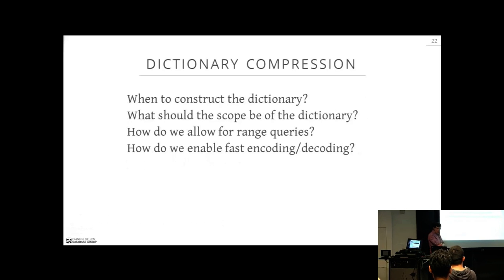So some of the questions we want to consider as we go along are: when do we construct the dictionary? When do we actually look at the values and compress them and compute our dictionary table? Then we talk about what the scope of the dictionary is going to be, the same thing we talked about with granularity in the beginning: how much data should be encompassed in a single dictionary. We talk about how we're going to allow for range queries, and then how we can enable the fast encoding and decoding that we're going to need.